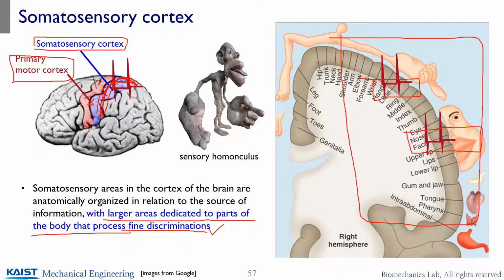area allocated in the somatosensory cortex, we would have a really big hand relative to the torso and the lower limb, and a big face, especially the mouth and tongue. So that's what we call the sensory homunculus.